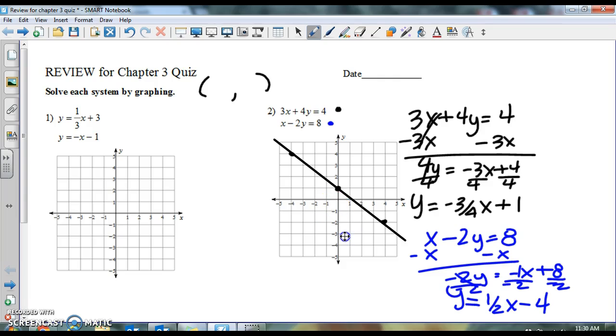So I'm going to plot that line. Plot negative 4 on the y-axis. If I'm going too fast, just tell the sub to pause the video. Up 1, right 2. Up 1, right. Oh, check that out. It crossed. That's what we were trying to find.